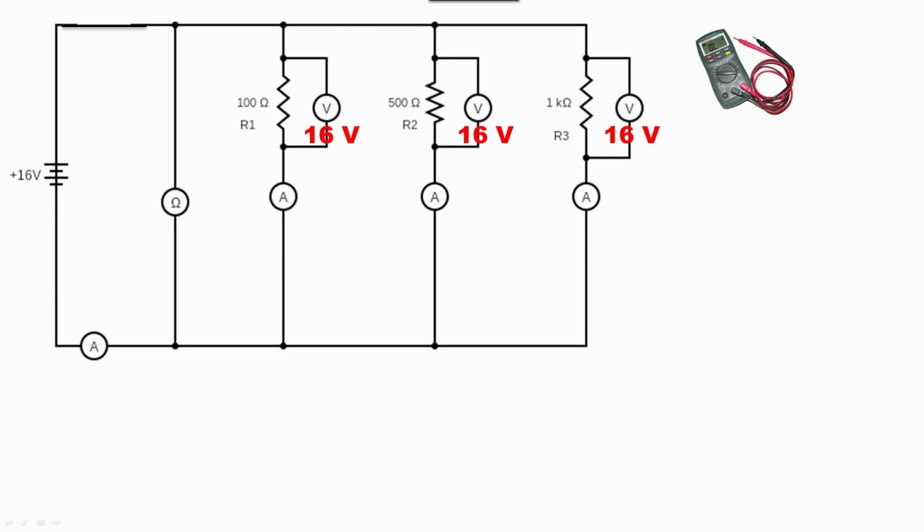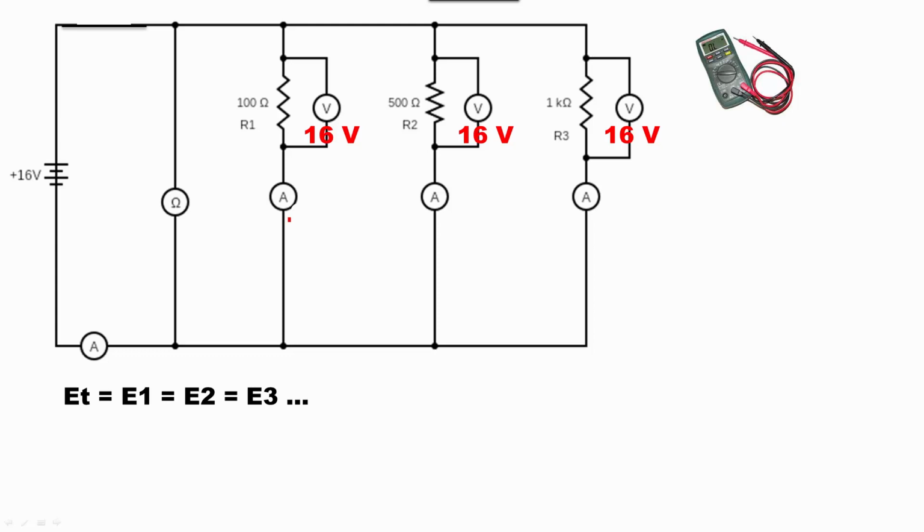Again, this is no coincidence. In a parallel circuit, the voltage across every resistor is always the same as the source voltage. Expressed in a formula, voltage total equals voltage 1 equals voltage 2 equals voltage 3, etc.